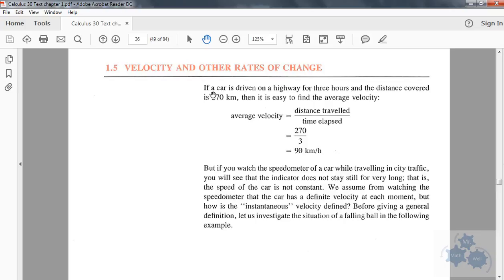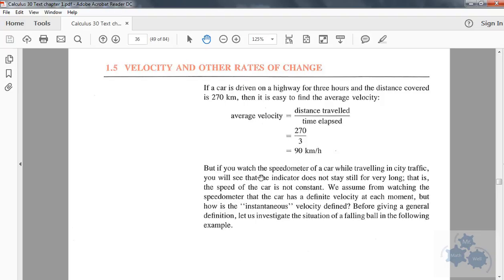It says this: if a car is driven on a highway for 3 hours, the total distance covered is 270 kilometers. It's easy to find the average velocity. You just take that total distance and divide it by the time elapsed. So let's say we're driving from Regina to Saskatoon. I think it's a little less than 270, but it's pretty close. If it took us 3 hours to get there, the average speed would be 90 kilometers per hour, 270 divided by 3. Make sense?